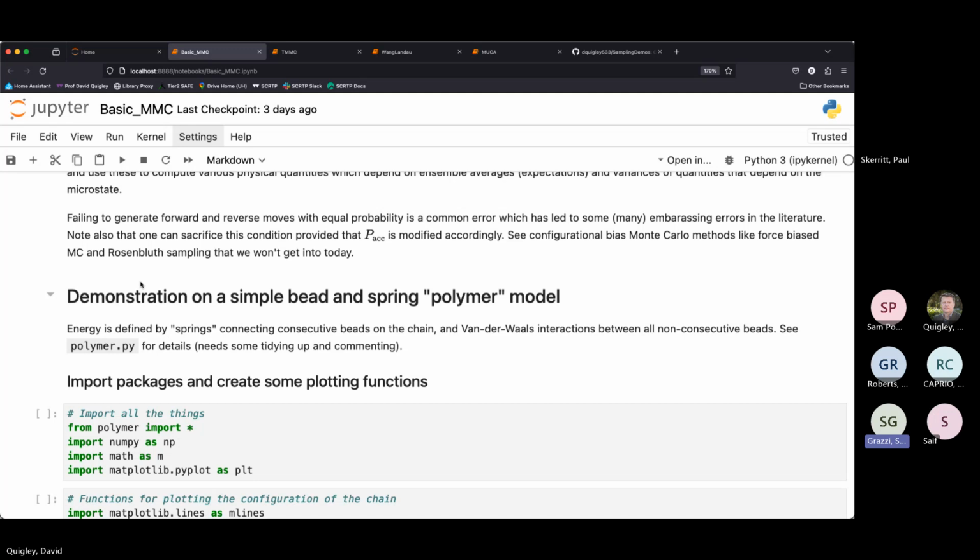So a spring means that I've got some energy function as a function of the separation between two adjacent particles on the chain. That energy function has a minimum at some bond distance, some preferred distance apart for the adjacent atoms on the chain. If I stretch that bond, the energy goes up. If I compress that bond, the energy goes up. So it likes to sit at a particular distance.